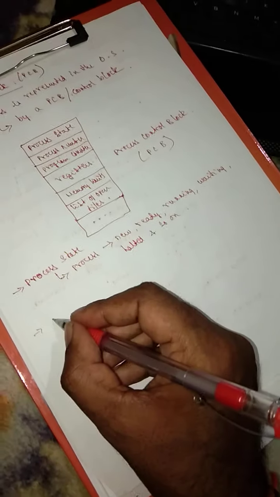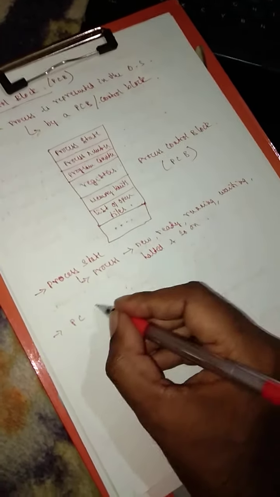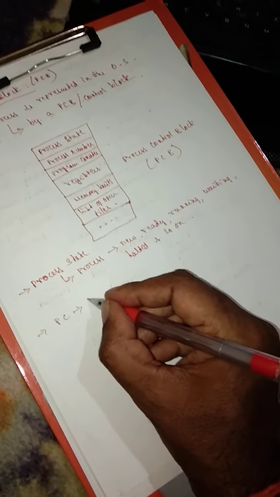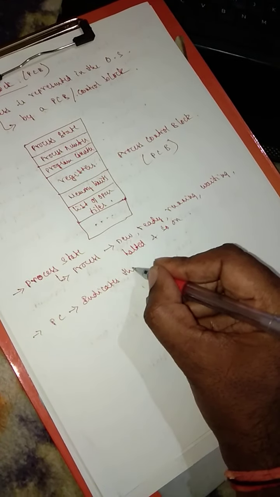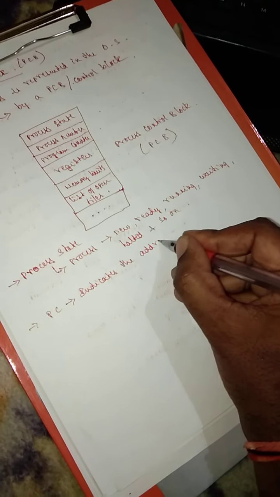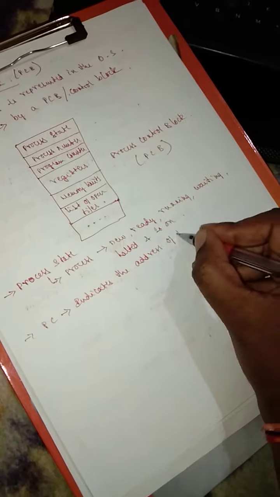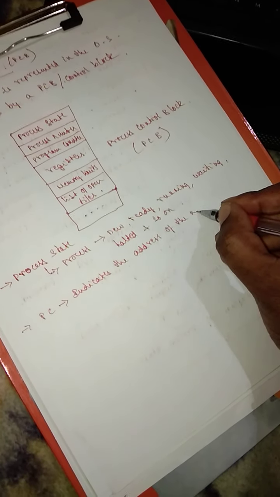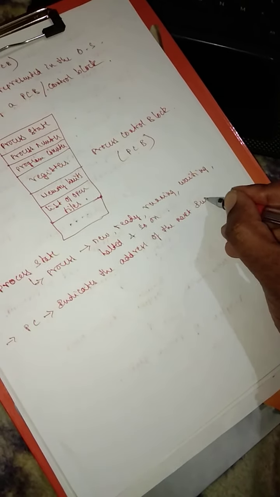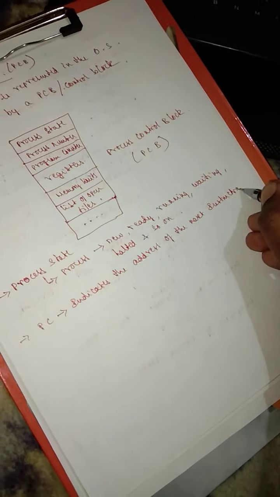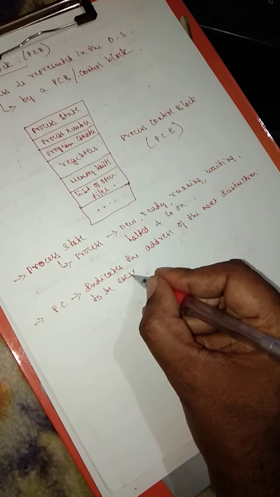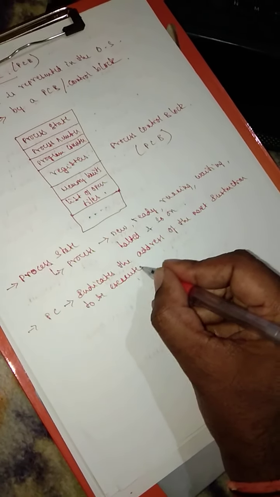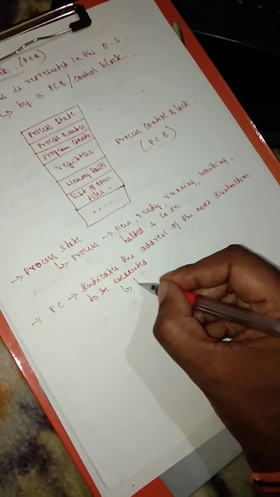And the next field is your program counter. In short, we call it PC. This program counter indicates the address of the next instruction to be executed by the process.